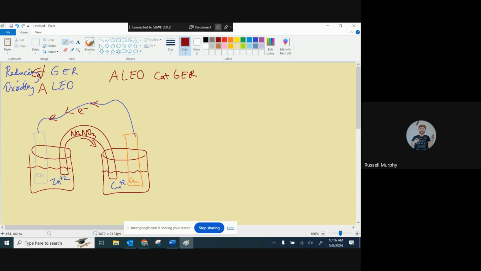So zinc is gaining the electrons. How many electrons is zinc gaining? Two. And copper is losing electrons.